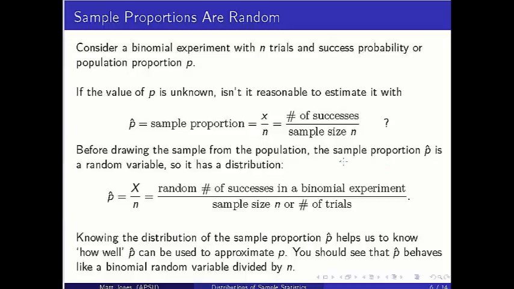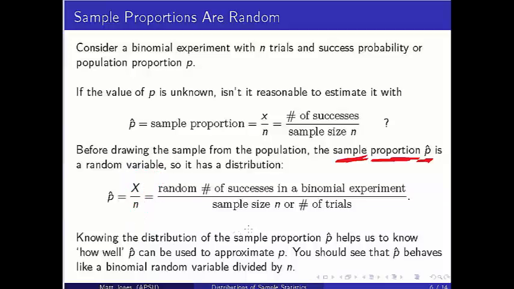So it is important to realize that the sample proportion P hat is actually a random variable. You can think of it like this. Let's say you're going to do a binomial experiment where you have n trials, then P hat is just the observed number of successes in your binomial experiment divided by the total number of trials.